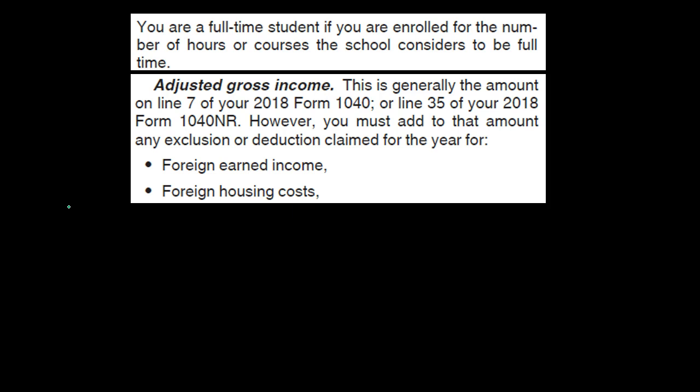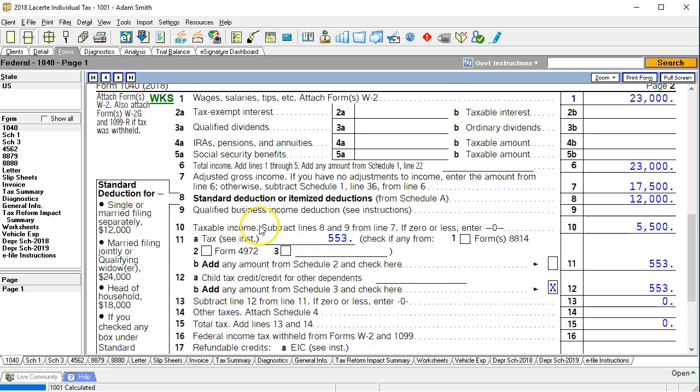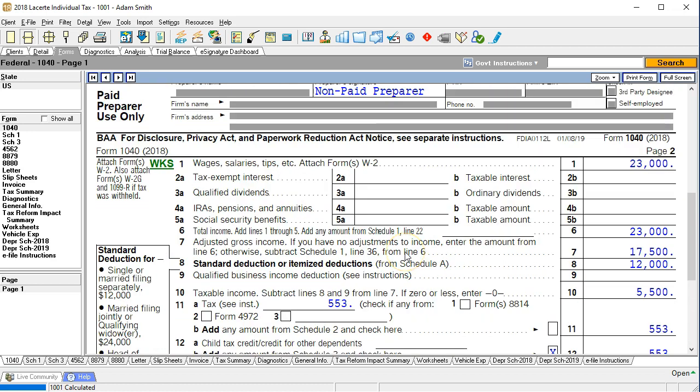Adjusted gross income. This is generally the amount on line 7 of your 2018 Form 1040 or line 35 of your 2018 Form 1040-NR. However, you must add to that amount any exclusion or deduction claimed for the year for foreign earned income and foreign housing costs. So note, whenever we see these AGI limits, we're talking about income limits. As our income goes up, the tax code will take away benefits that we get. And that usually is calculated on line 7, adjusted gross income.